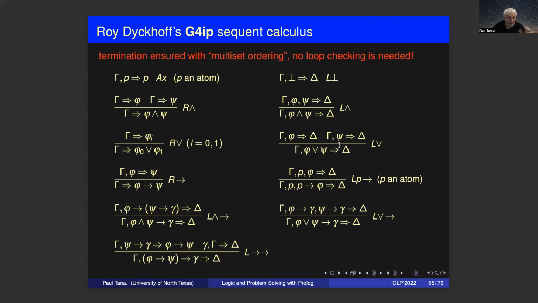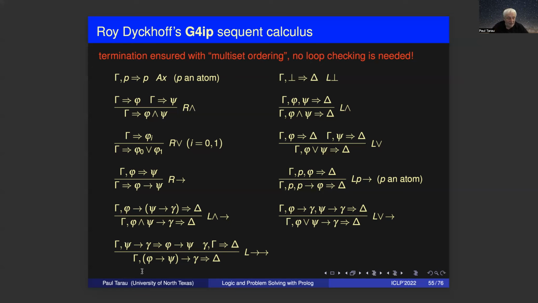Of course, there are some glitches that could happen, because sequent calculus doesn't guarantee that if you apply those rules in the wrong order, you will have termination. So the nice thing about this particular formalism, which is called G4IP, brought to us by Roy Dyckhoff, but known in the past also by Vorobiev, a Russian logician in the, I guess, 50s, is that you have a natural multiset ordering that can be used to prove termination.